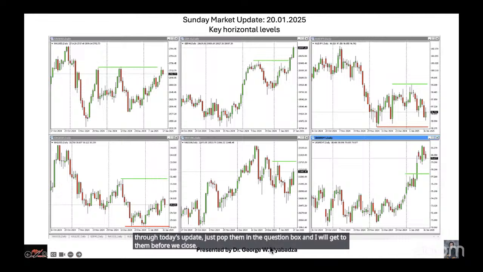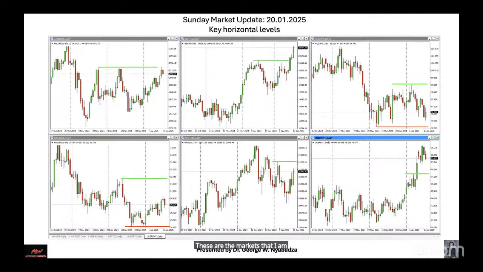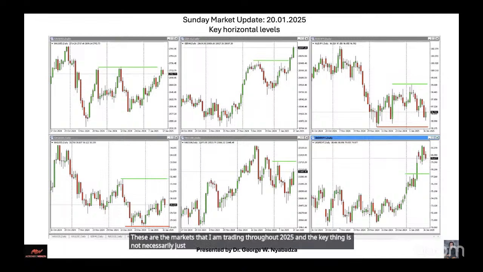All right, so I'm looking at 6 markets. These are the markets that I am trading throughout 2025. And the key thing is not necessarily just the markets themselves. These are the markets that you are trading as well. Absolutely fantastic. If you're not trading these markets, remember it's the price action patterns that we need to be able to recognize and be able to make use of in whatever strategy we are trading.